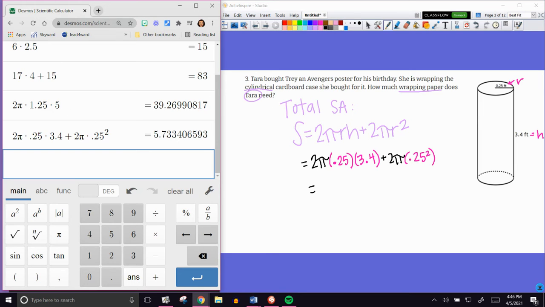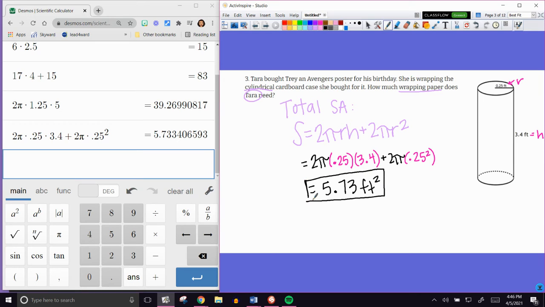And again, we round to the hundredths place in 8th grade. So 5.73, and these are feet, and surface area is always squared.